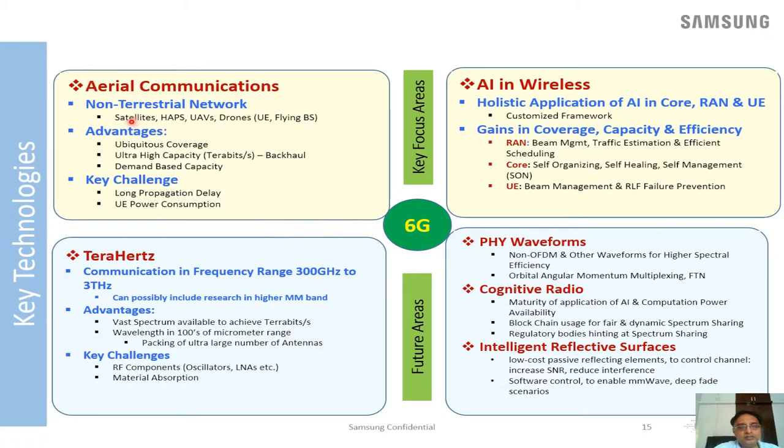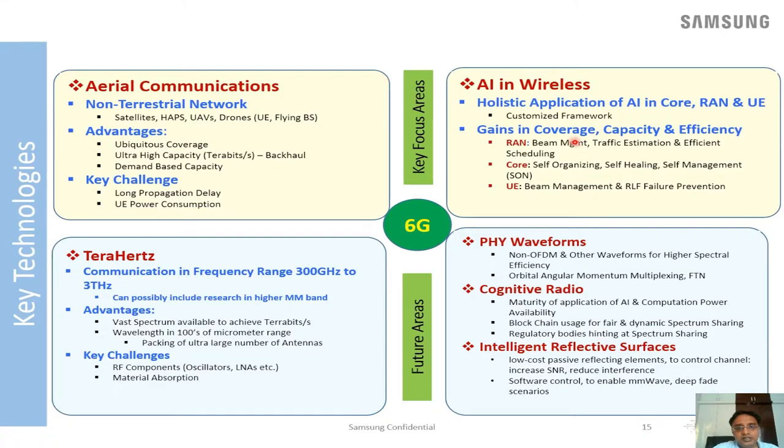Maybe certain areas it can be satellite, certain areas you can just augment with drones and so forth. So that's one of the important areas that would enable the high capacity, and the elastic nature of the network can be really realized in 6G using aerial communication.